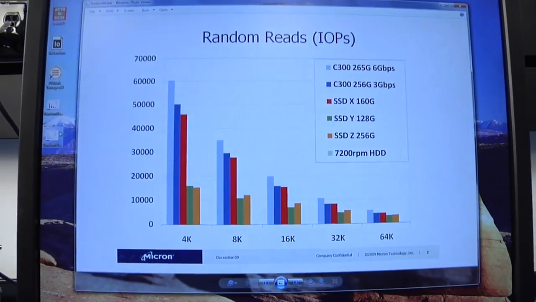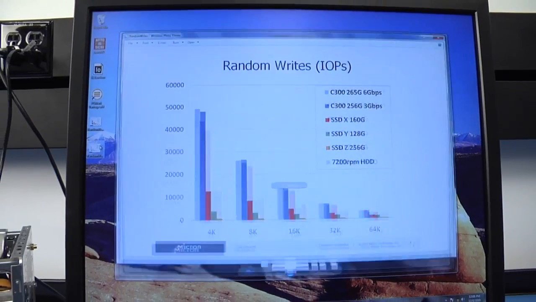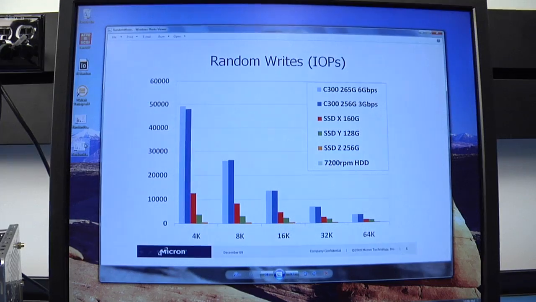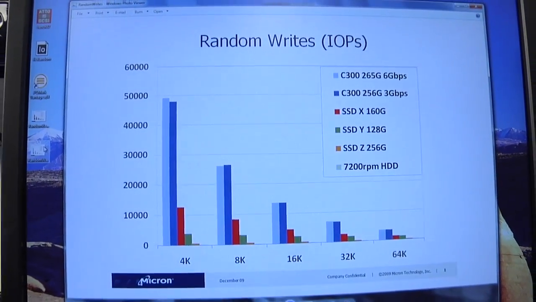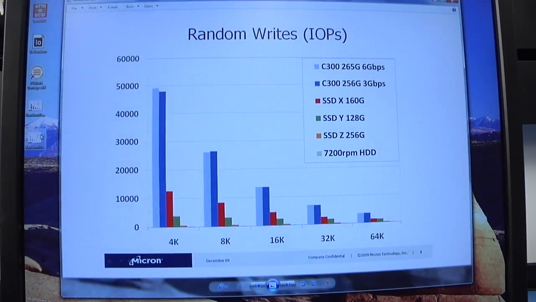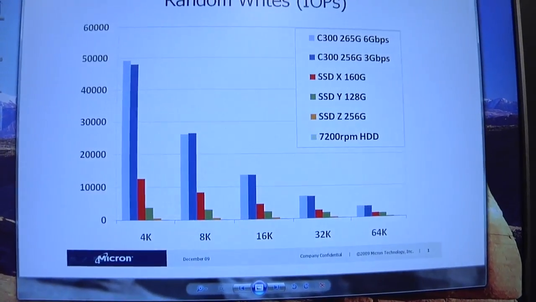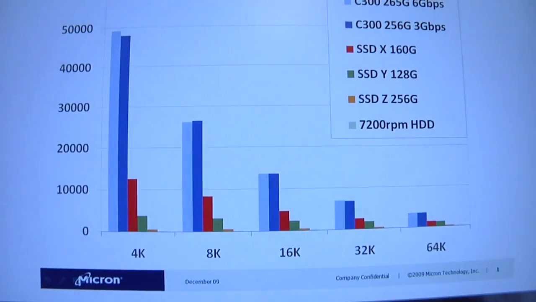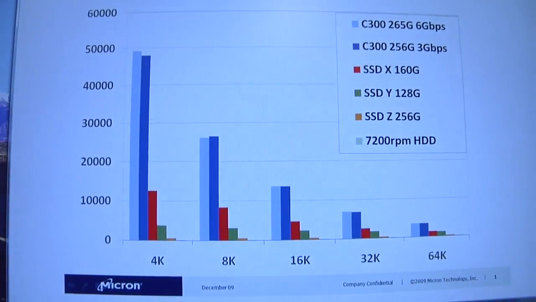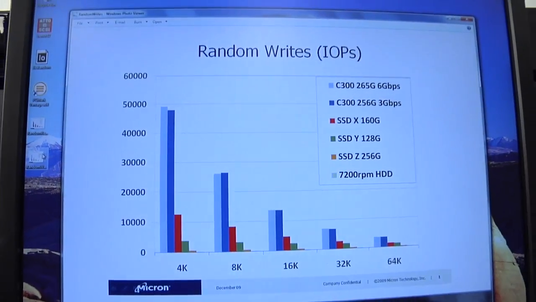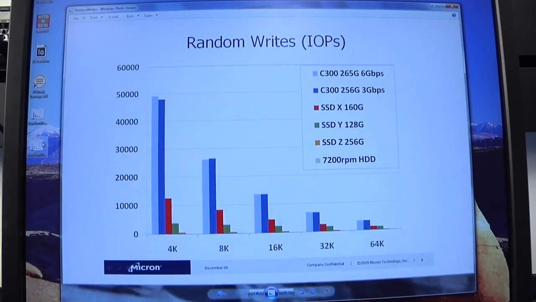The other thing we want to look at is the random write IOPS. And wow, in this case, we see a significant advantage in the 4K random writes. As a matter of fact, it looks about 4x over the nearest competitor in both the 3 gig and 6 gig interface. And again, you can see we have transfers of 4K all the way up to 64K.